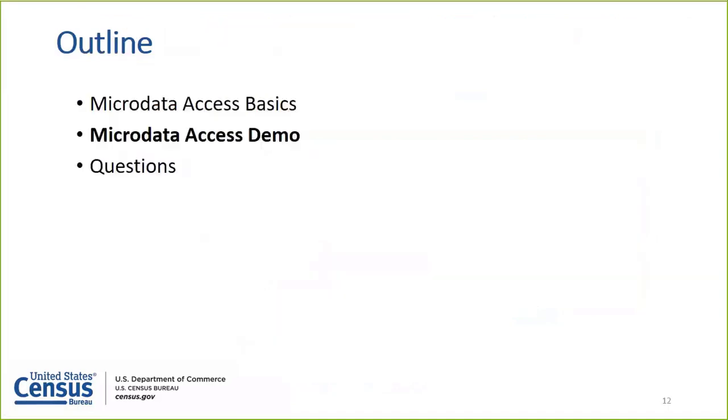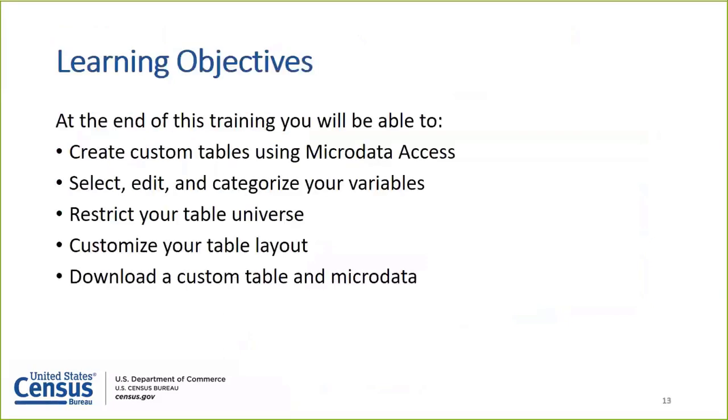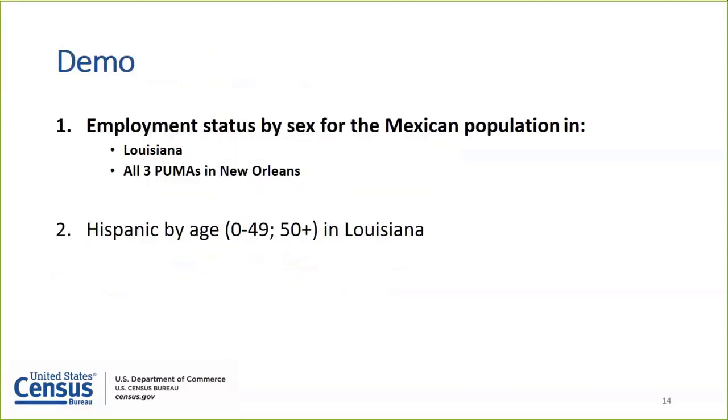So with that, we'll go ahead and move over to the demo side of things here, walking through 2 different examples for you. The purpose of these examples is, first and foremost, to show you how to create a custom table. We want you to leave the webinar being able to select, edit, and categorize your variables, restrict the population that your table represents, or the table universe, customize your table layout, and then show you how to download the custom table as well as the underlying microdata.